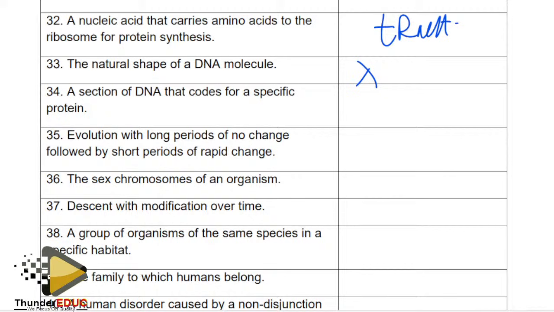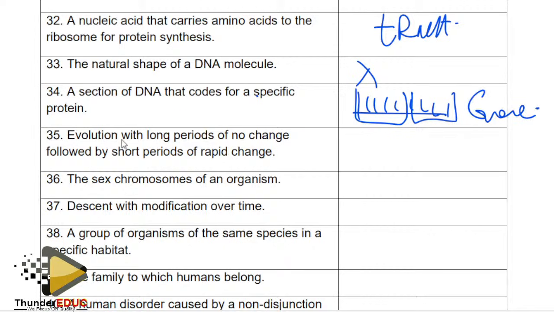Section of DNA that codes for a specific protein. Okay, let me read again. Section of DNA that codes for a specific protein. How do you call that section of DNA? But this section, how do we call those sections? We call them genes.